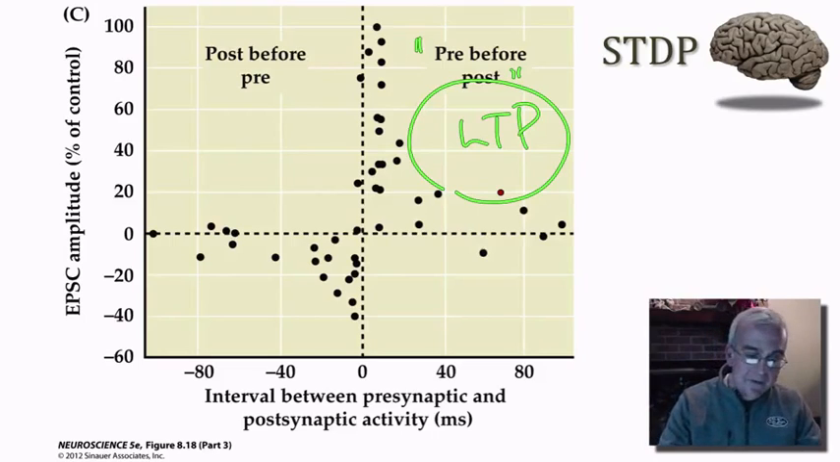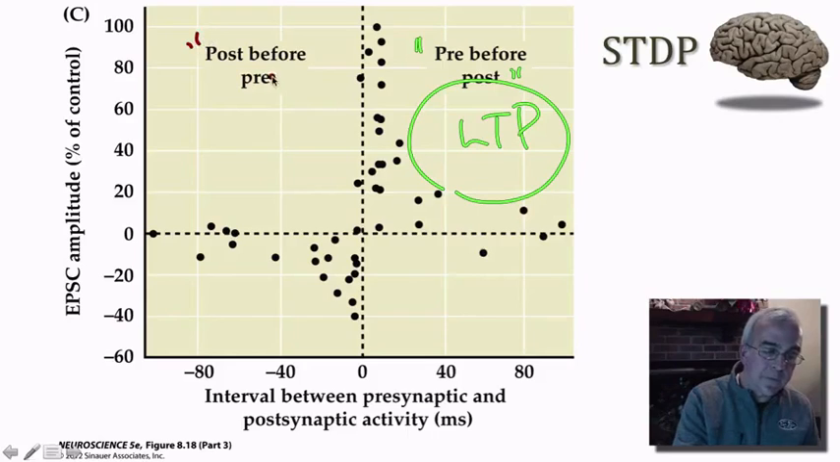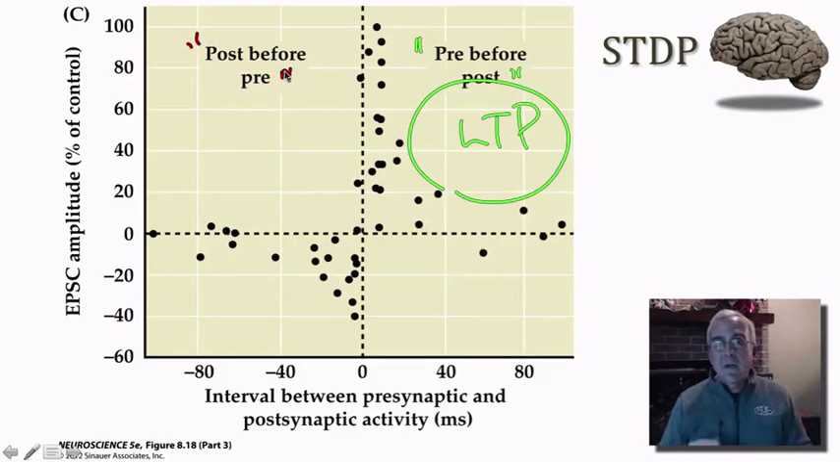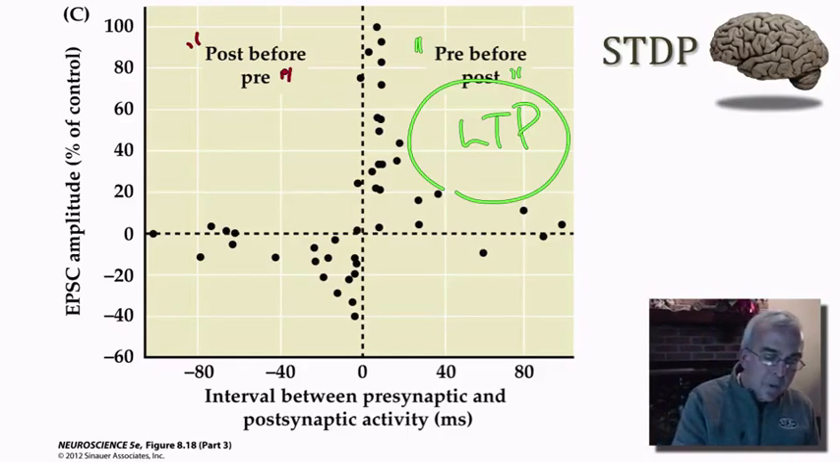I like to think of that as post before pre. The bat passes through the hitting zone too soon, before the opportunity to hit the ball arrives. Well, that's not a good thing for the batter. We might call that long-term depression.